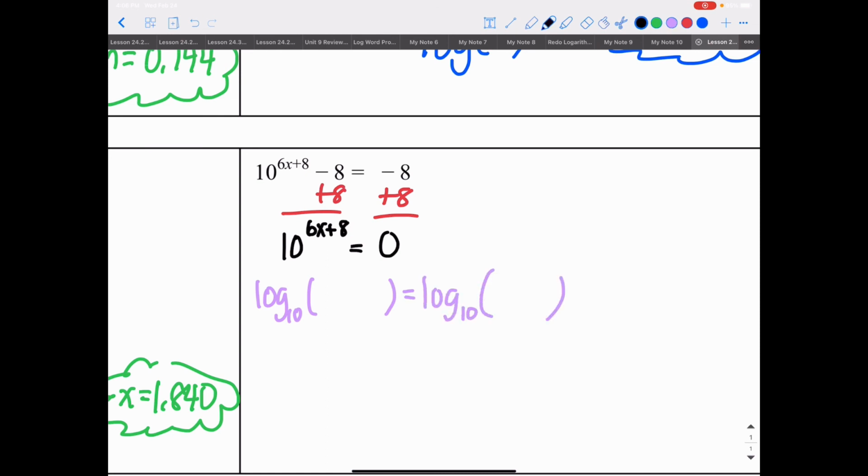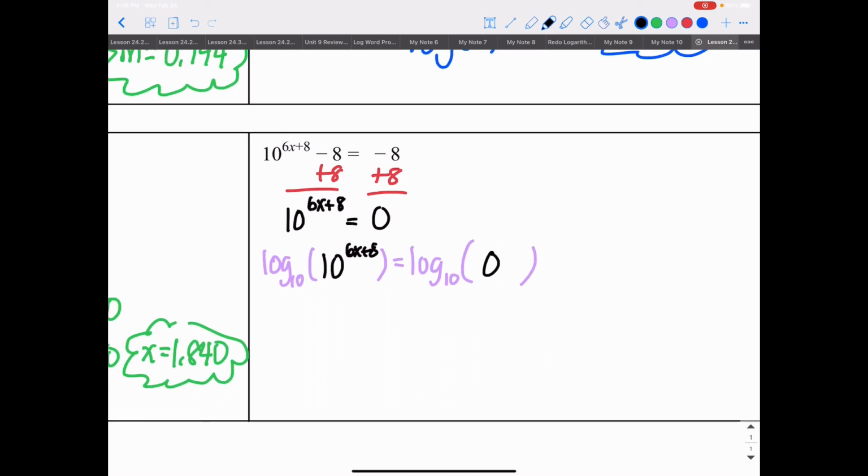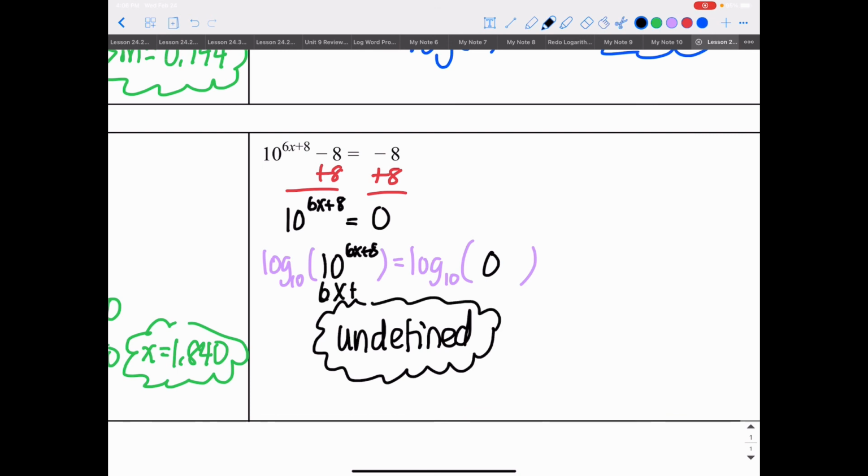You're going to get log of 10 to the 6x plus 8 power is equal to log of 0. You don't really have to continue from here. You can't raise 10 to some power to get 0. So the right-hand side is undefined. It doesn't make sense. I don't have to do anything from here. I know it's undefined. It doesn't matter. 6x plus 8 equal to log base 10 of 0 doesn't make sense. So that's it.